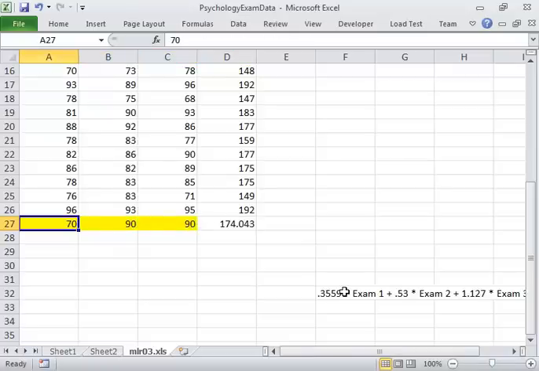Whereas if I have a 90, and then a 70, I have a 158. So see how it's changing based on when we get the 70? All of this comes from our equation.